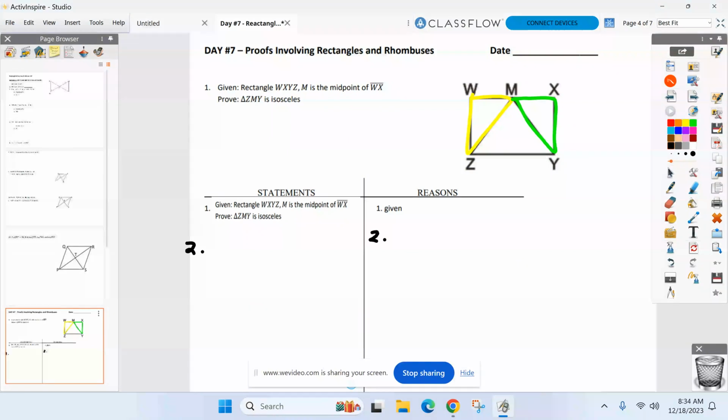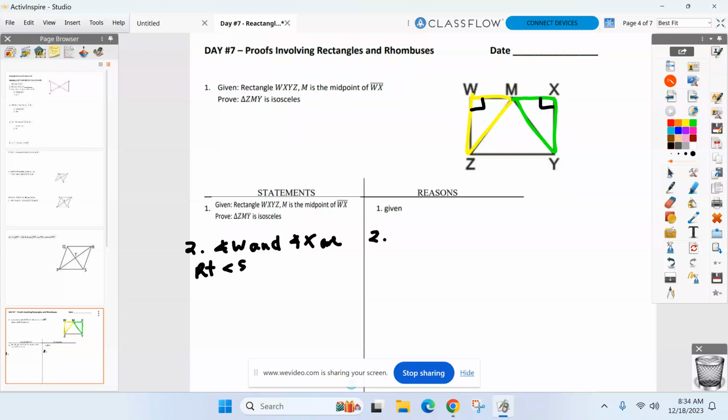MYZ and MXY are right angles. Which ones again? MWZ, and what's the other right angle I'm going to need? MXY. Yep, so I got right angles here. I know what a rectangle is, right? Has all right angles. So first thing I'm going to say, angle W and angle X are right angles. I didn't need to do this first, but that's what was given to me.